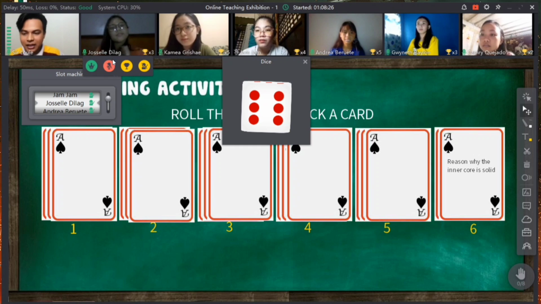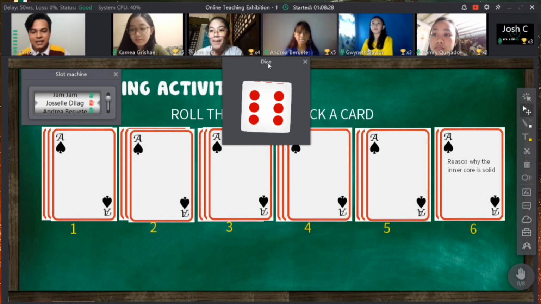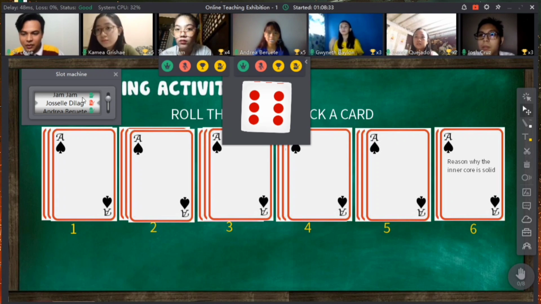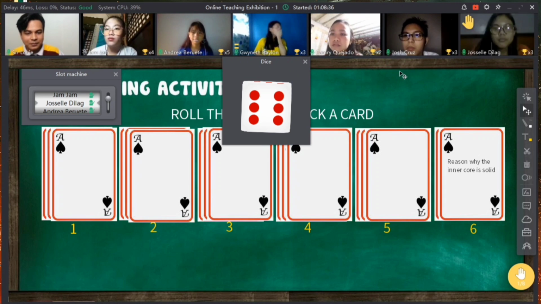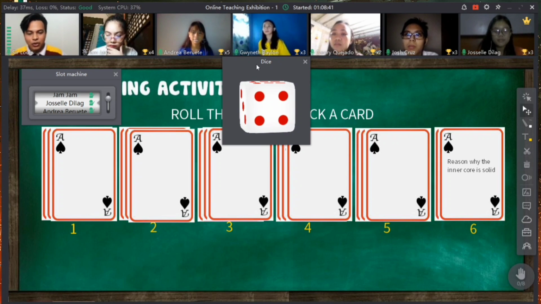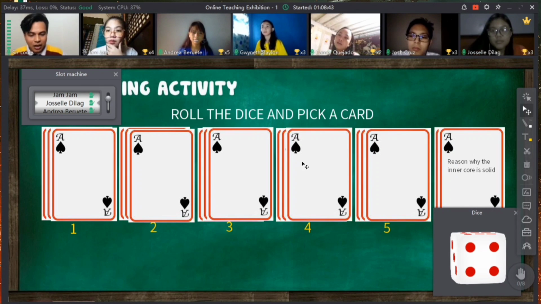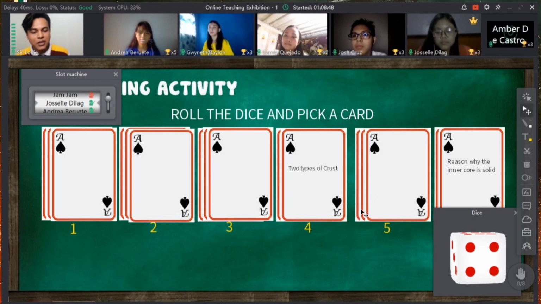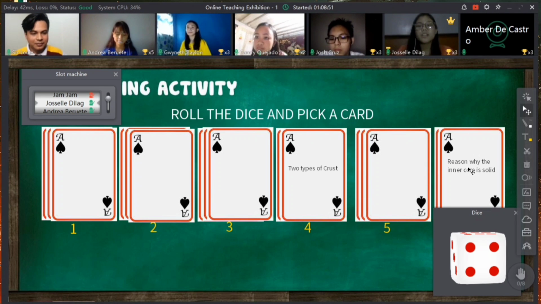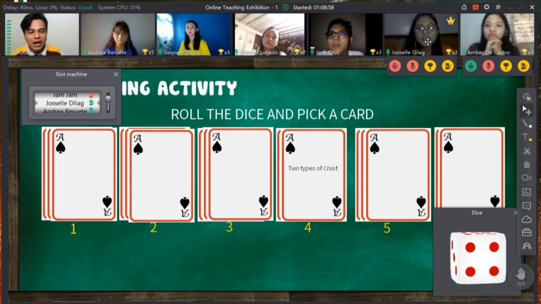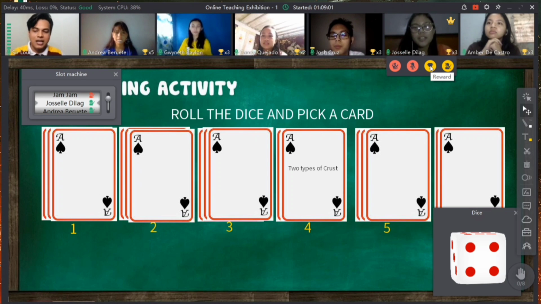Josel, kindly click the dice. Where's Josel? Please click the dice. You will be answering card number 4: 2 types of crust. The two types of crust are the oceanic and continental crust. The 2 types of crust, we have the oceanic crust and continental crust. Very good.